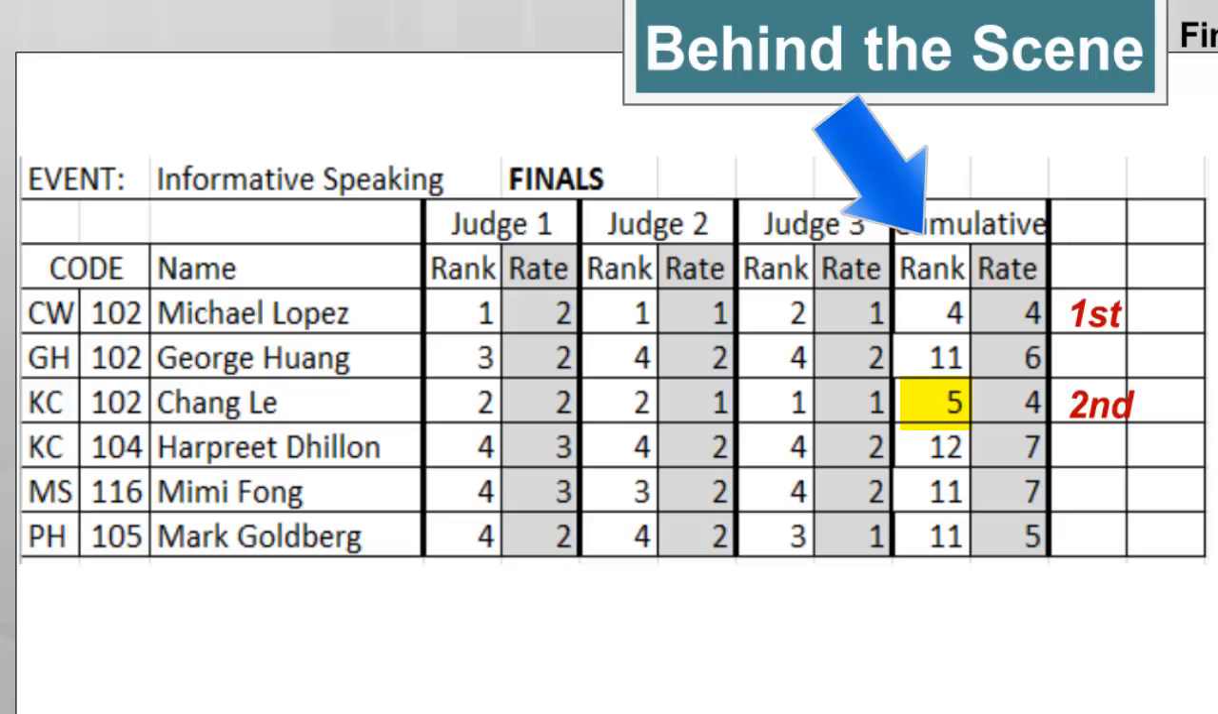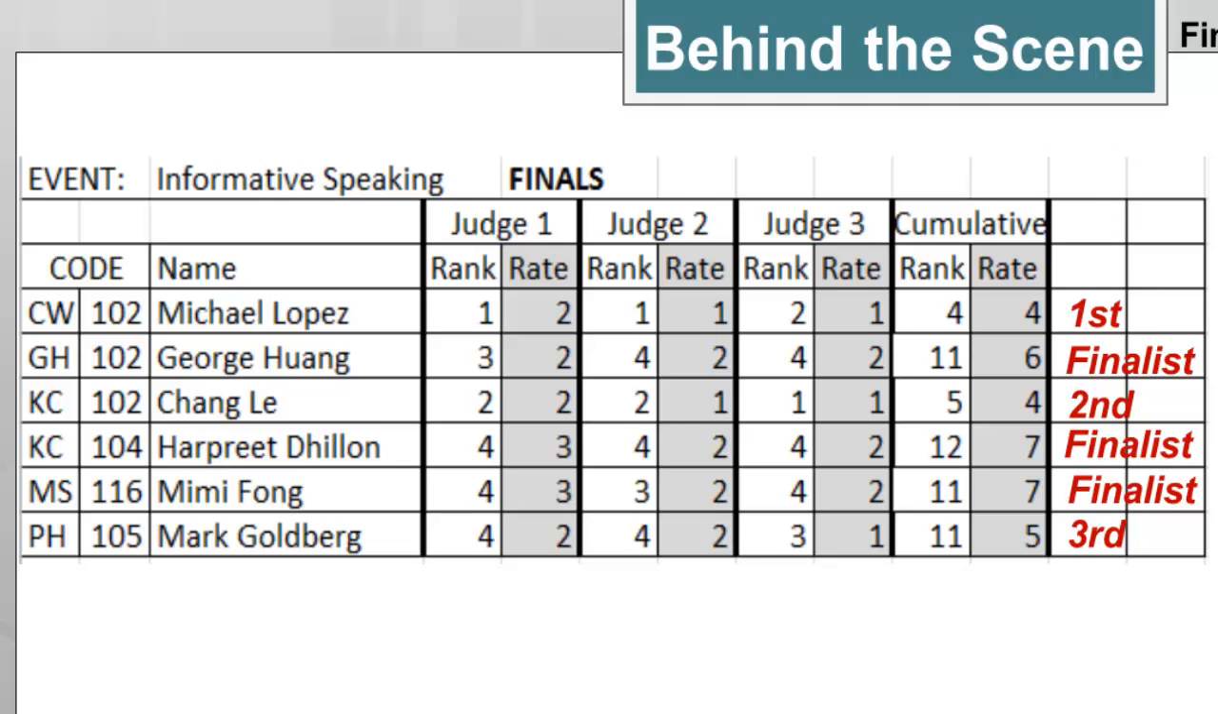Now it gets a little tricky because third place we can't have any ties for, but we have 3 speakers with a cumulative rank of 11. How do we break that tie? Just as in prelims, the next step is to go to the rates. And if you look, you'll see that PH105, Mark Goldberg, has the lowest rate of those speakers who are in contention for third place. So PH105 earns third. Unfortunately, that means that GH102 gets a finalist along with KC104 and MS116.